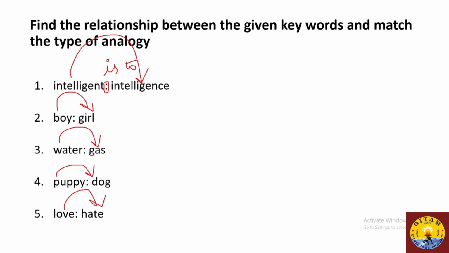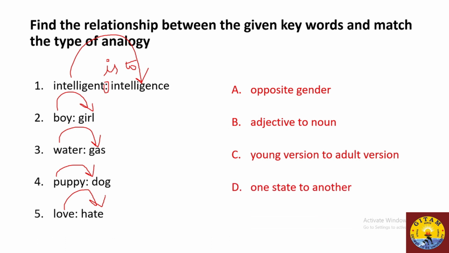Now, can you try to establish a relation, an analogy, between the words in these five pairs? Let me make the job easy for you. Do you see these five options on the right side of your screen? Ask yourself, how can I match the left side options numbered 1 to 5 with the right side options named A to D? Think about it. You can pause the video and think for a minute.